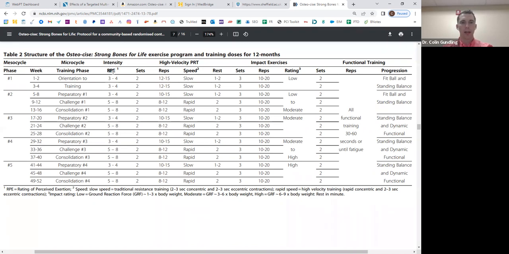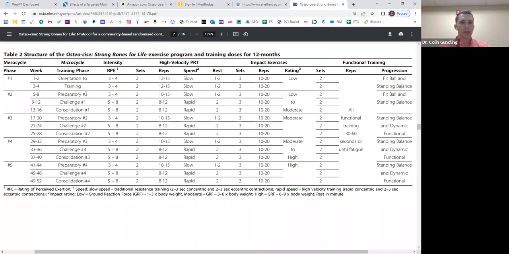This RPE scale is rating of perceived exertion, and that's a 0 to 10 scale. 10 is something you can only sustain for maybe 10 seconds, whereas 0 is basically just sleeping. So we're at a 3 to 4, not anything crazy from a resistance perspective. Your repetitions are higher, and your speed is slower. We do have high velocity progressive resisted training, impact focused exercises, and then functional training, which is along that balance spectrum.